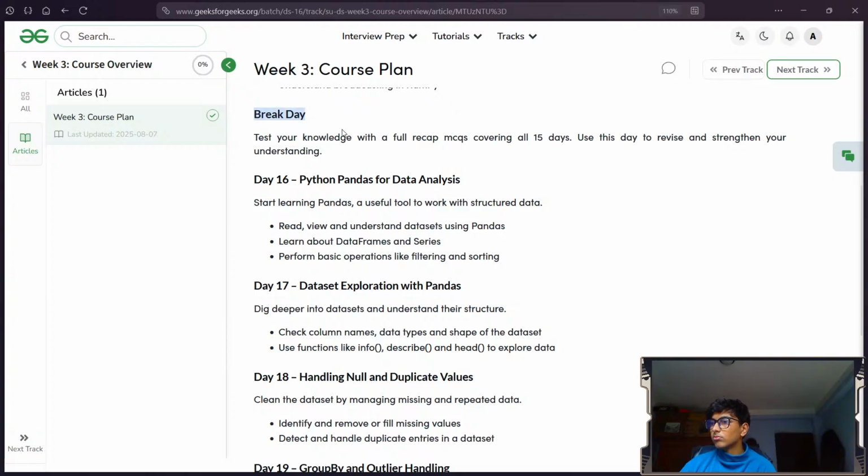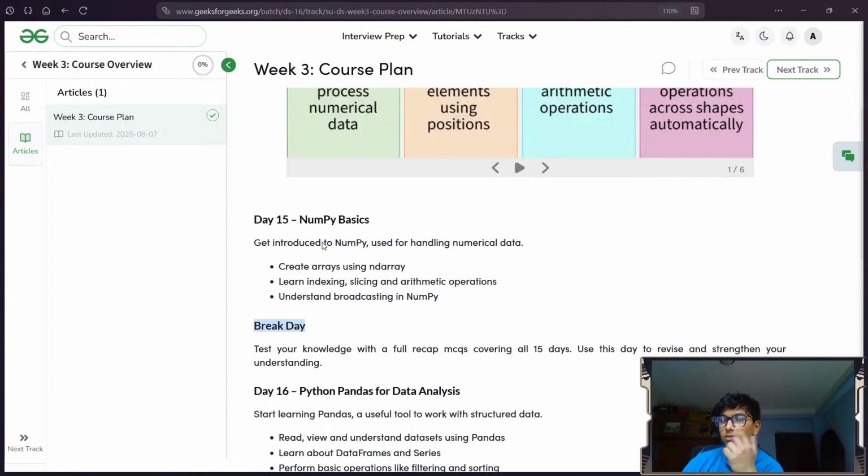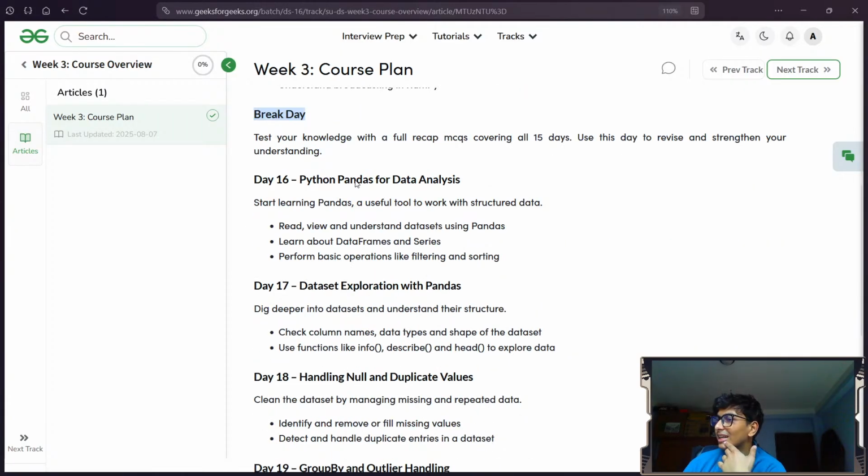What do we do? We'll take this as a break day or what? Well, that depends on the mood. Tomorrow we'll be doing this anyway. So, if tomorrow is sort of faster, then we'll give the break day right there and start day after tomorrow with day 16, Python pandas for data analysis.